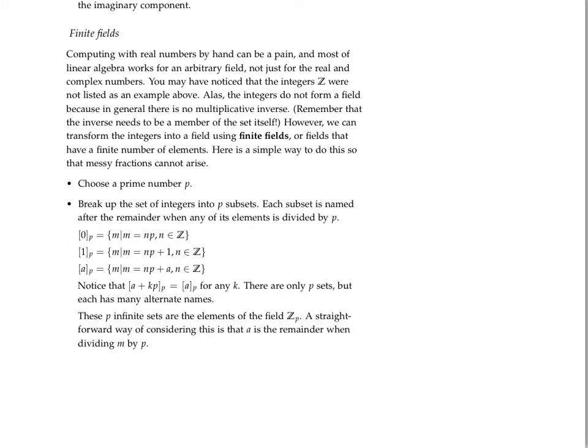When we look at [1]_p, that's the set of elements m such that m is equal to n times p plus 1. That means that these are all the integers such that when you divide by that prime number p, you're left with a remainder of 1. And in general, this can go like [a]_p. That's the set of elements such that when you divide those integers by the prime number p, you get a remainder of a.